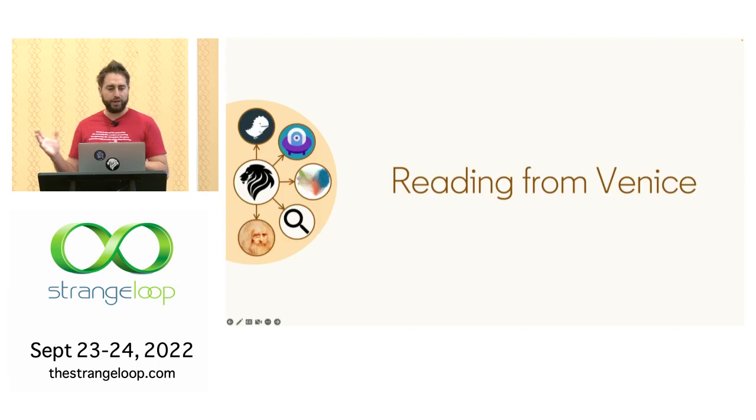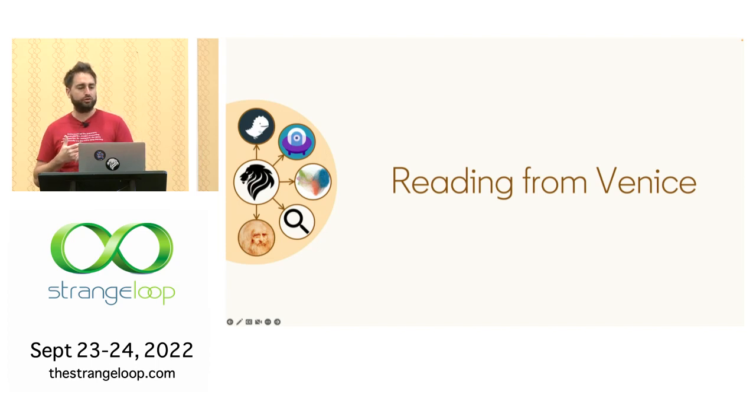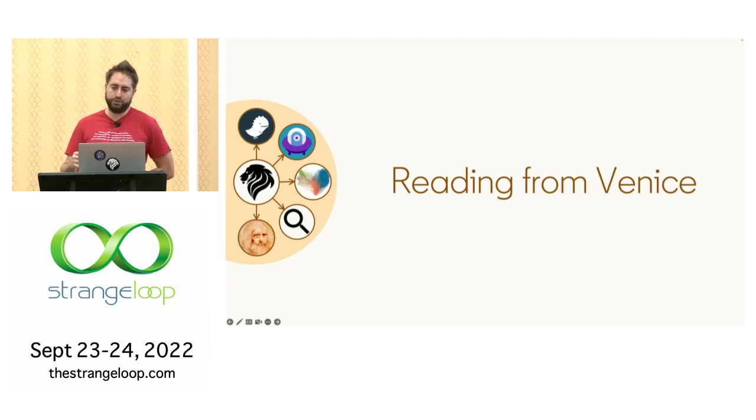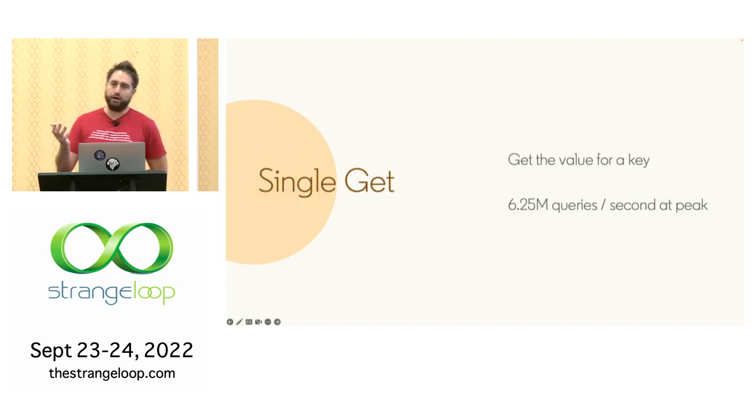Now that we've talked about all the various ways that you can write into Venice, let's talk about getting data out. So in this section, I'm going to go over several use cases to give you a glimpse of the versatility that these APIs afford us. So the simplest way to get data out is to treat it as if it were a key value store. Just get the value of a key.